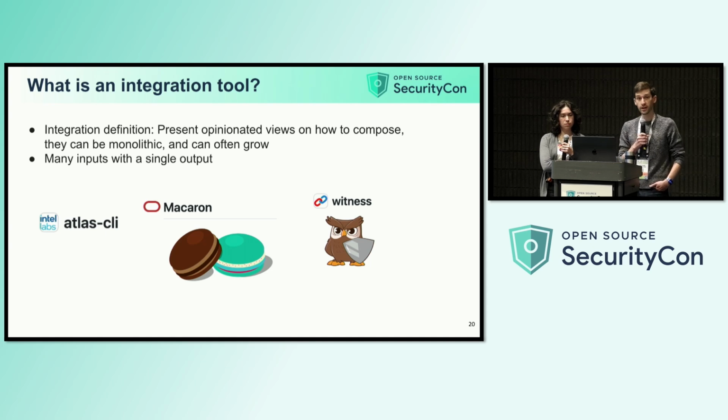Another option is integration, which we define as tooling or frameworks that present opinionated views on how to compose other tooling. So typically we see these as larger monolithic systems. They'll grow in scope as more tools are introduced into software supply chain security. Again, thinking about inputs and outputs here, typically we might see something like many inputs, but one standardized output. There's a few examples here we wanted to highlight. There's some for provenance, such as Intel's Atlas framework or the in-toto witness project for provenance verification. And we also see Oracle's Macaron as a good example for supply chain analysis.